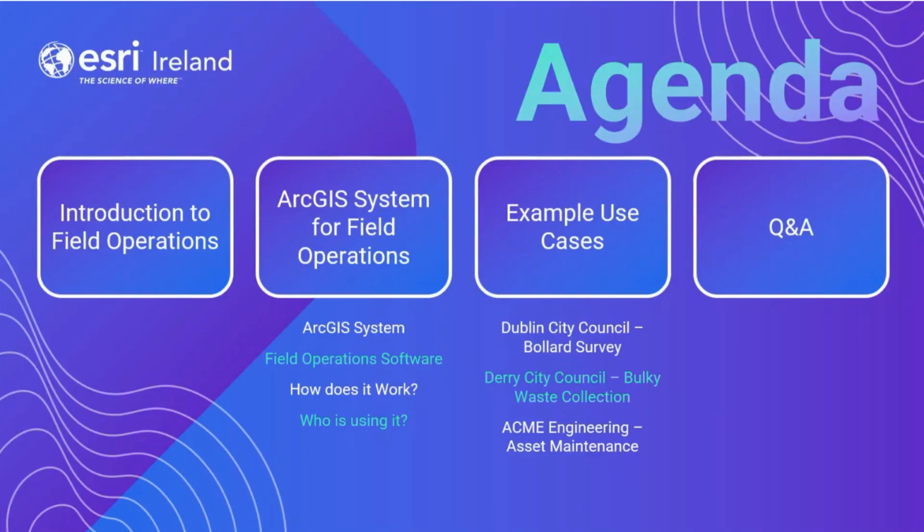We'll start with a short definition of what we mean by field operations, and then talk about the ArcGIS system and the various capabilities and components of the system that can be used to support field operations, as well as how they work together to enable you, or us on your behalf, to build a comprehensive solution to your field operations needs.